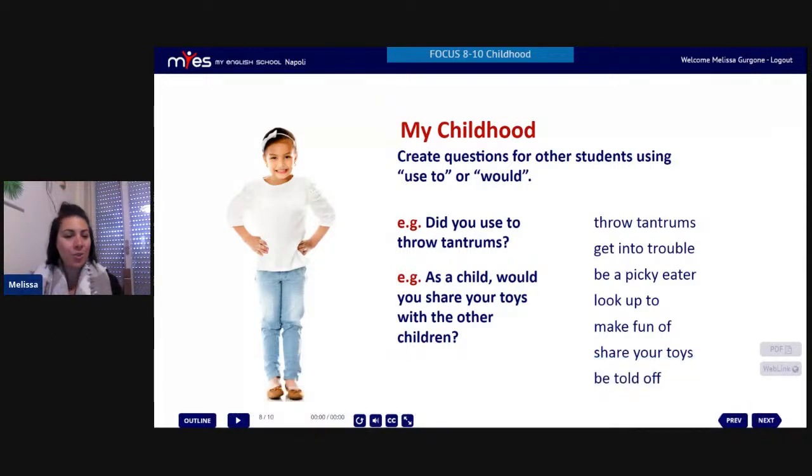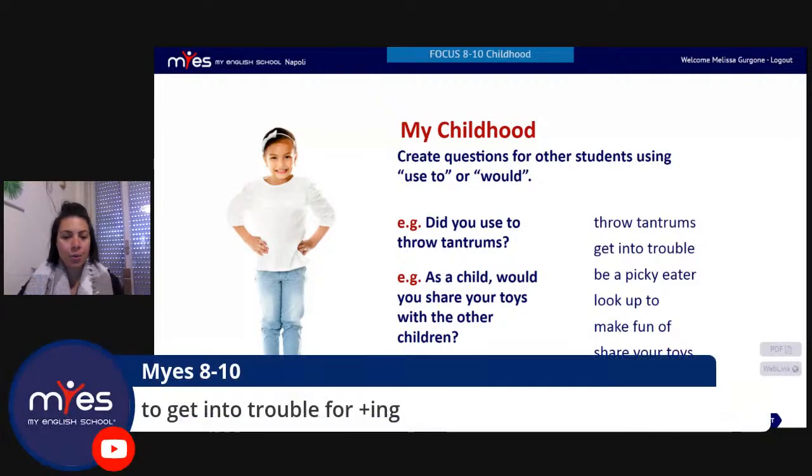Okay, so if you want to talk about why you got into trouble in the past, the preposition is for. To get into trouble for. So I would often get into trouble for talking in class.